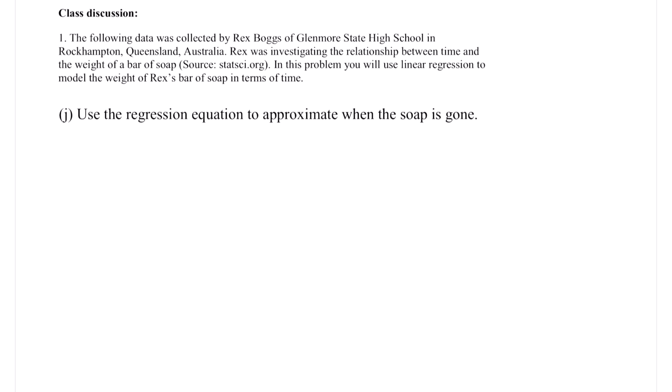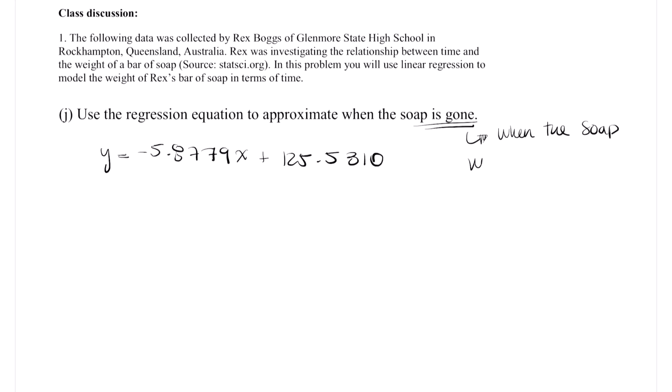Let's use the regression equation to estimate when the soap will be gone. So if you recall, our regression equation is y equals negative 5.8779x plus 125.5310 to 4 decimal places. Now, we want to know when the soap is gone. So that is when the soap weighs 0 grams. And these are the y values.